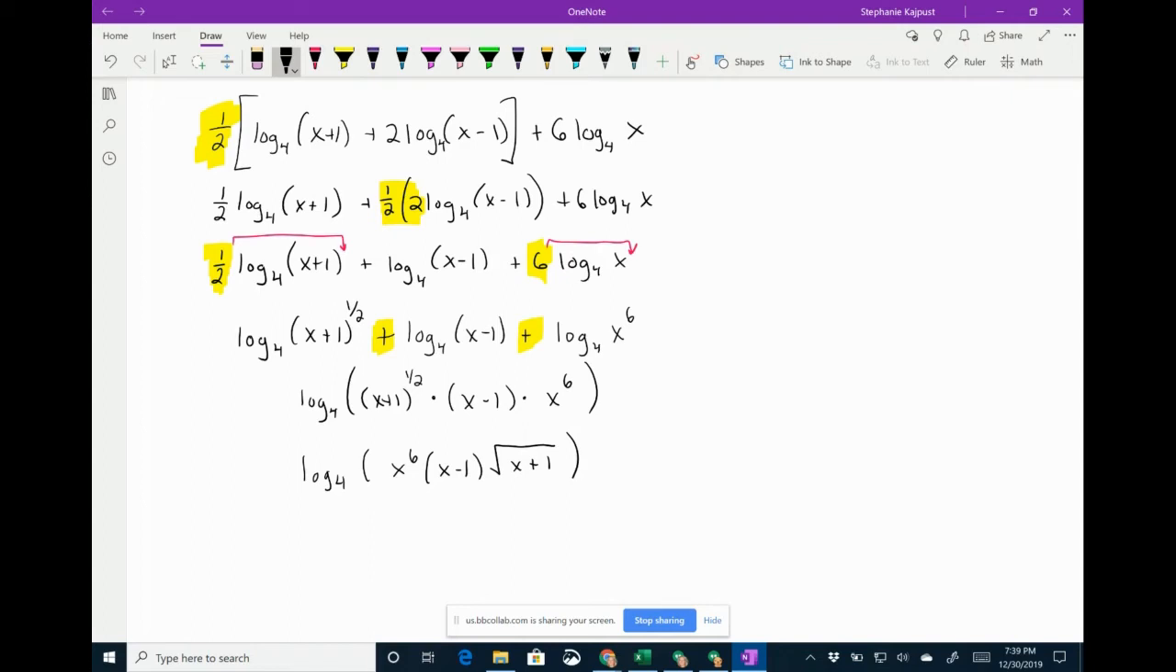Because if we tried to multiply that x to the 6th through the parentheses, and then multiply the square root part through, it's just not going to look nice. So that is one of the nasty ones that I picked. I can do another nasty one that's kind of similar.